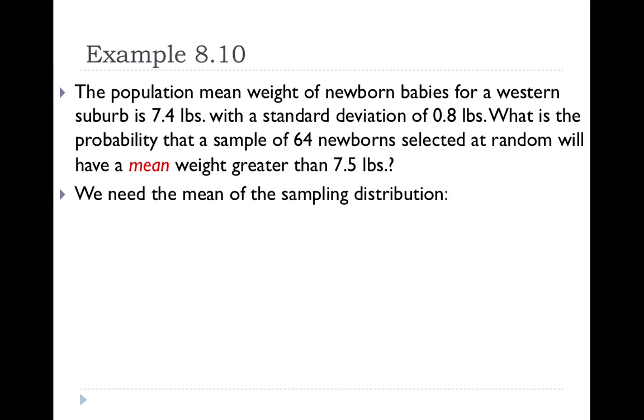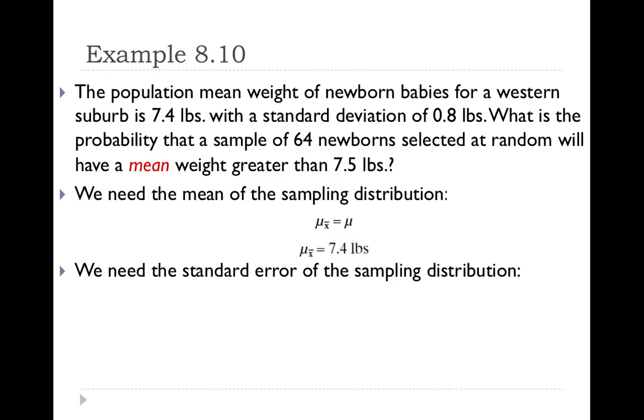So we need to identify the mean of the sampling distribution, mu sub x bar. Since it's always equal to the mean of the population, mu sub x bar is 7.4 pounds. Mu sub x bar, the mean of all the possible sample means, is 7.4 pounds.